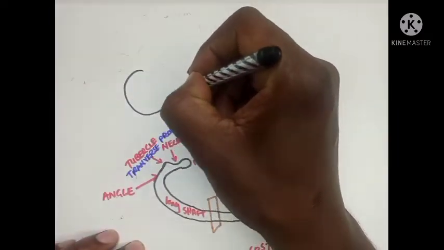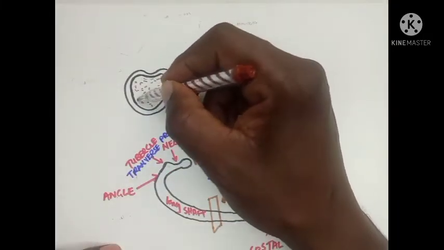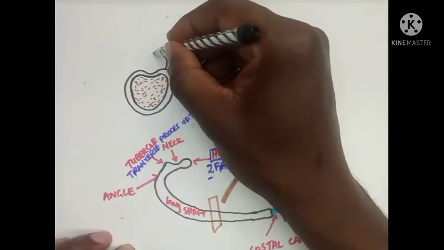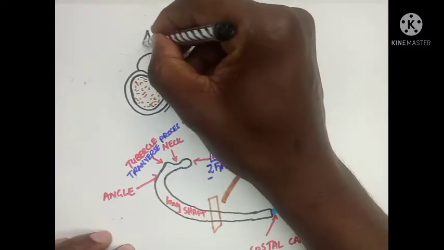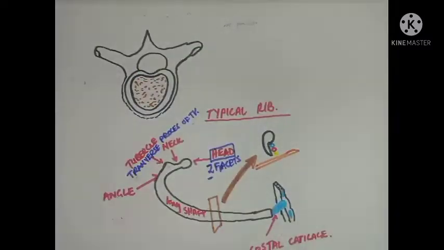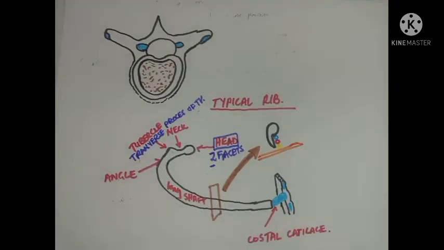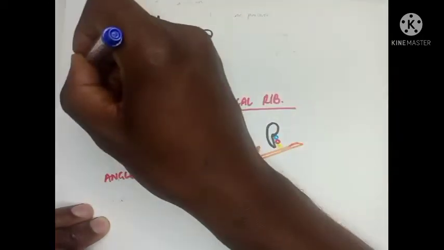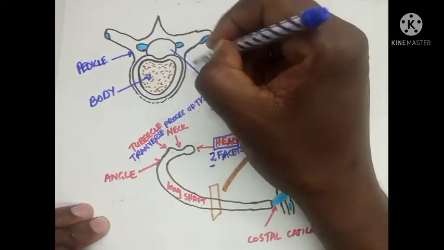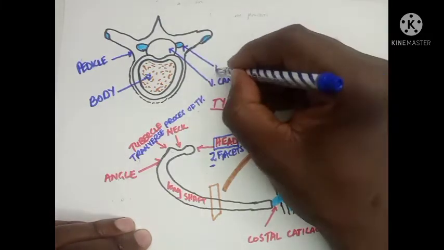Now let's draw the thoracic vertebra. It has got a heart-shaped body there, and an intervertebral disc there. It has got a vertebral canal for the spinal cord, and it has got 3 processes. And indicated in blue are the facets for articulation. There we've got a heart-shaped body and a pedicle. There is the vertebral canal, which is rounded and it's got the spinal cord.